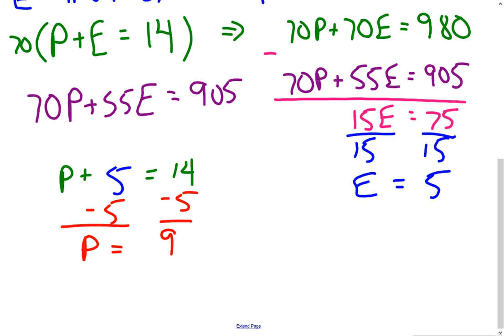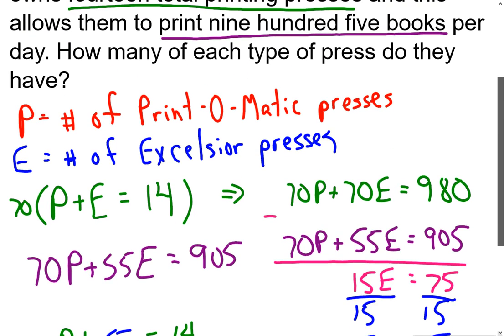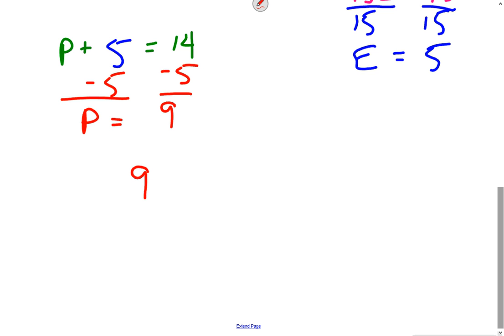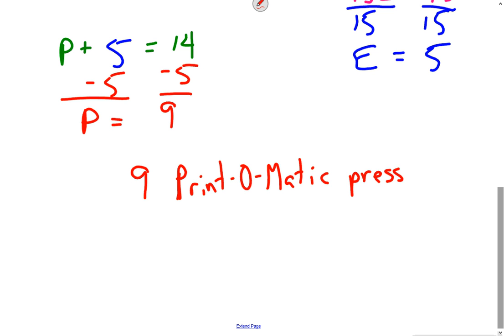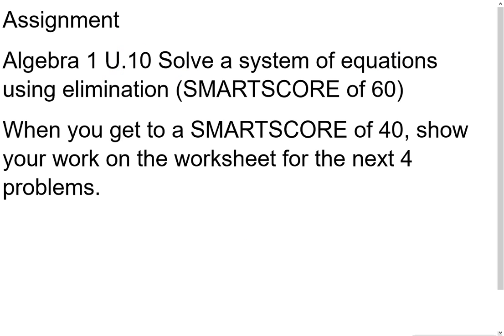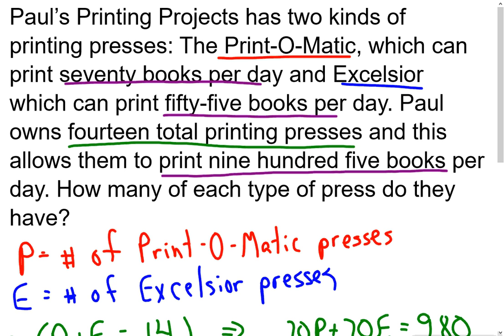Now to answer the question, how many of each type of press do they have? Well, I know now that there are 9 Print-O-Matic presses, and there are 5 Excelsior presses that this company owns. And that's going to conclude my lesson on, I guess I didn't have the final page, but that'll conclude my lesson on the elimination method where we have to multiply or divide first.